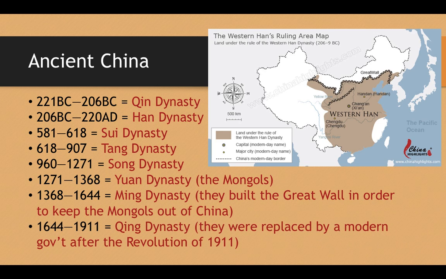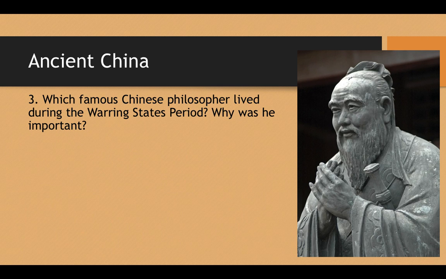Then you have the final dynasty in China. That was the Qing dynasty that lasted all the way until 1911, and they were replaced by a modern government after the revolution of 1911, which we will get to next semester.